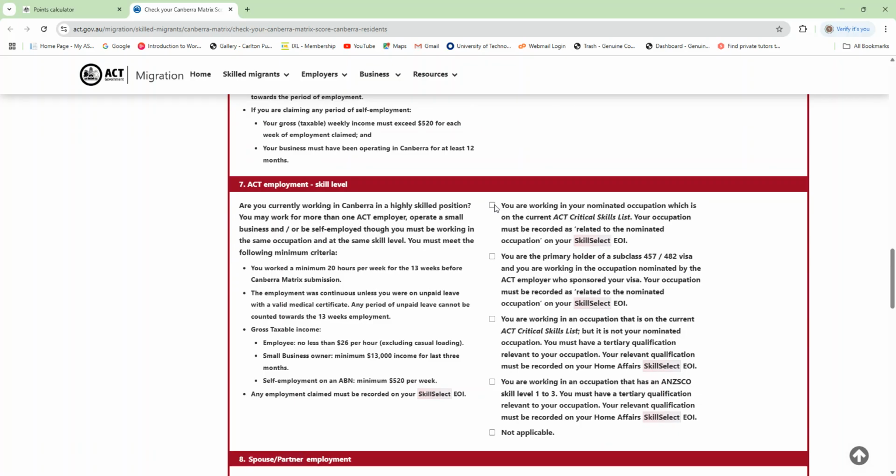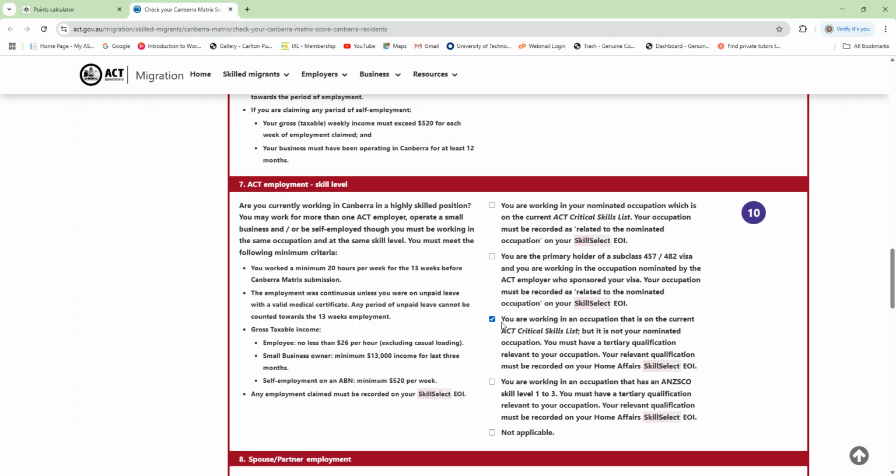If you have done work in a critical list occupation, then you will get 20 points. If you have a 452 visa, then even if it is not a critical list, you will get 15 points for this. And if your occupation is not on the skill list, but you are working in a skill list, then you are working in a STEM critical list. Your occupation may not be there, but if you work in a STEM critical list, then you also get 10 points.